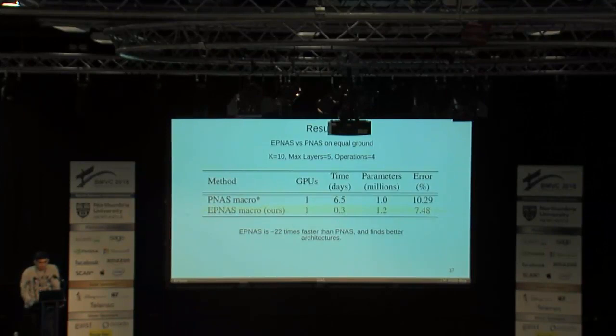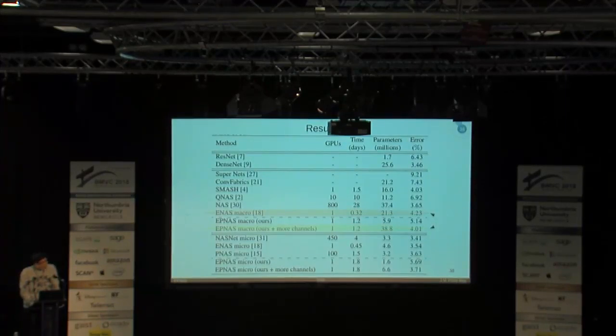So you can see that the error for us is way smaller, but we are also way more efficient. It took a third of a day to find this architecture, whereas it took them almost a week. This experiment was done in our lab, so it's our own progressive neural architecture search implementation, so maybe it could be a bit faster, I don't know. On the other hand, these are results for the state of the art.